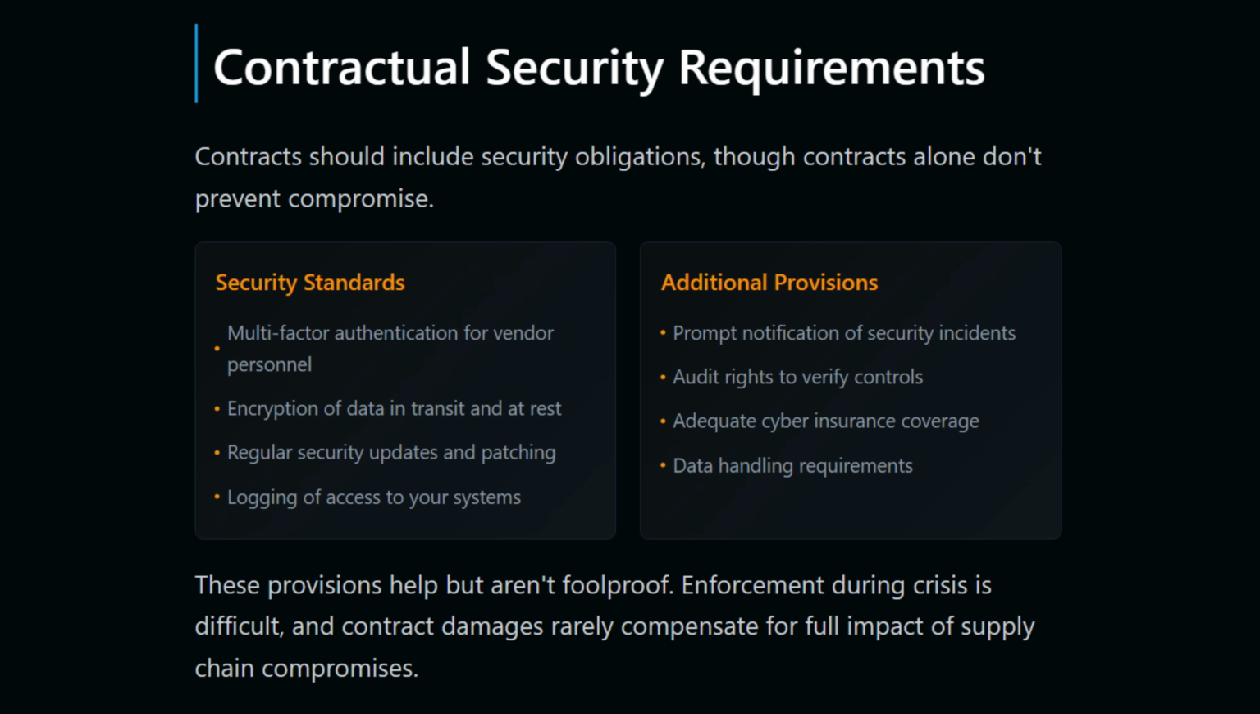Contracts should include security obligations, specify minimum security standards, require prompt notification of security incidents, and grant audit rights allowing you to verify vendor security controls. Require adequate cyber insurance coverage. Include specific security requirements for handling your data, where it can be stored, who can access it, how it must be protected, and when it must be deleted. These contractual provisions help but are not foolproof. Enforcement during crises is difficult, and contract damages rarely compensate for the full impact of supply chain compromise.